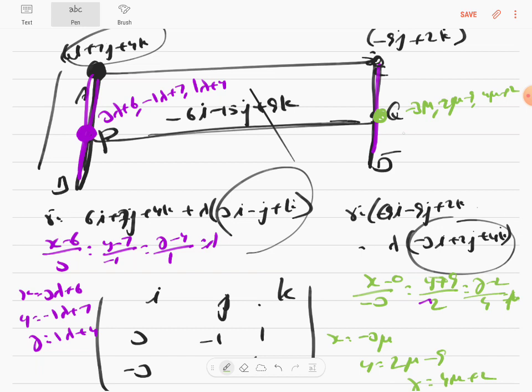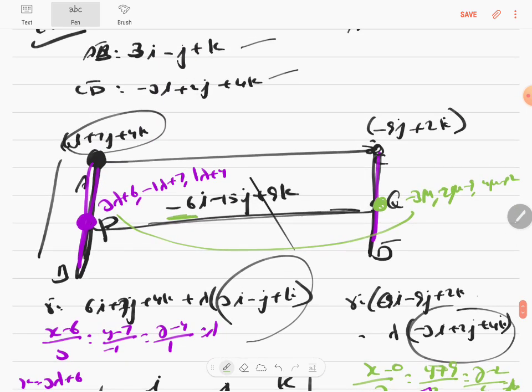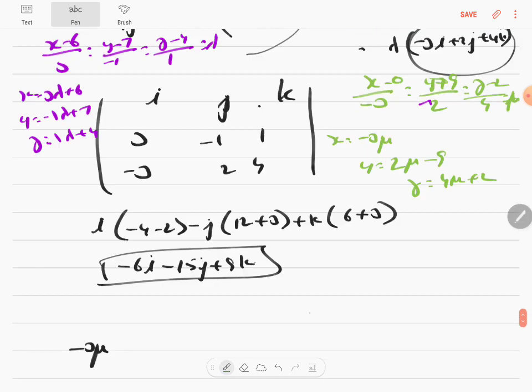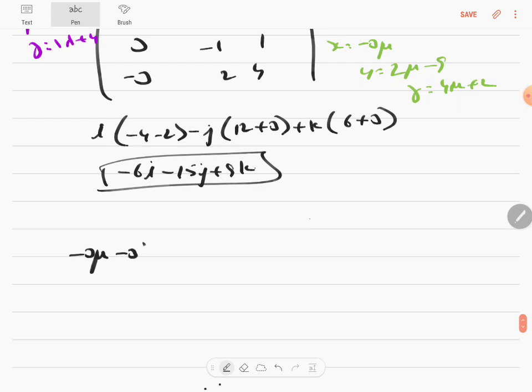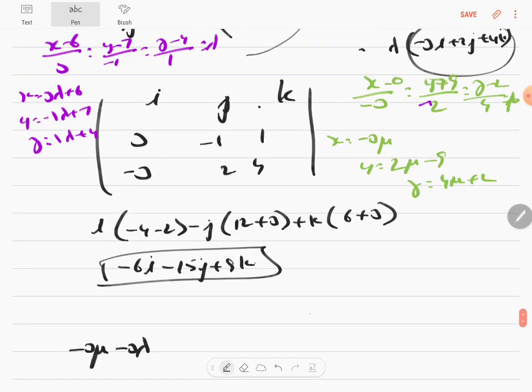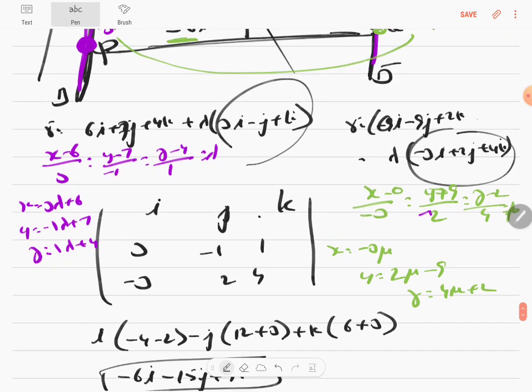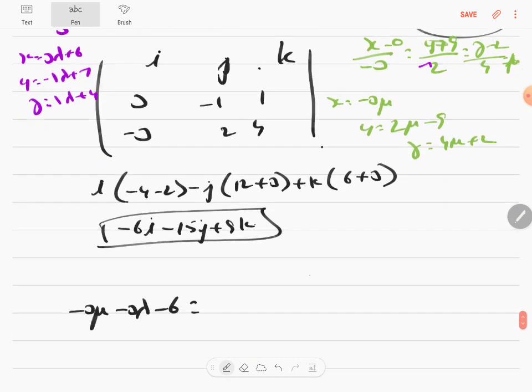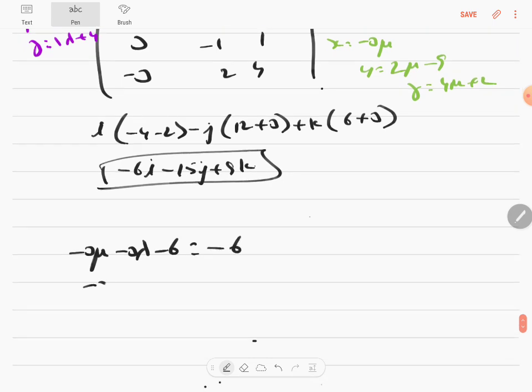You can subtract this vector and that will be equal to minus 6. Can we say that? Minus 3 mu minus 3 lambda minus 6 is equal to, the i's when subtracted will give me this i, which is minus 6. So minus 3 mu minus 3 lambda is equal to 0. So mu plus lambda is equal to 0, mu is equal to minus lambda.